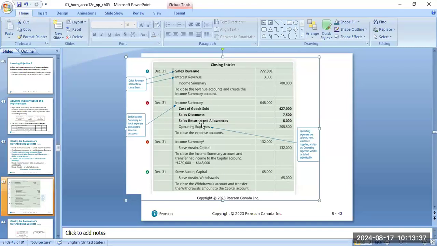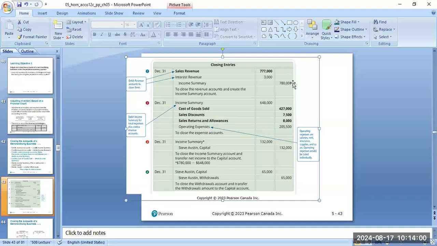Closing entry is going to include the debit sales revenue, debit interest revenue, credit income summary. Then we do debit income summary, we're going to create cost of goods sold, sales discounts, sales return allowances, and operating expenses.